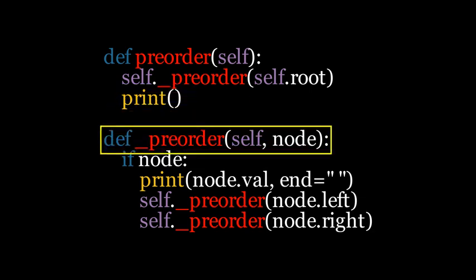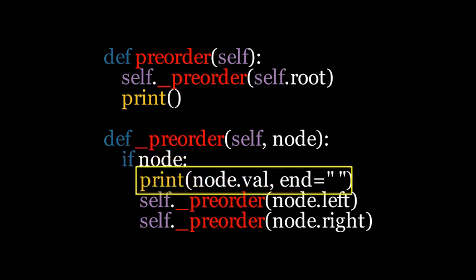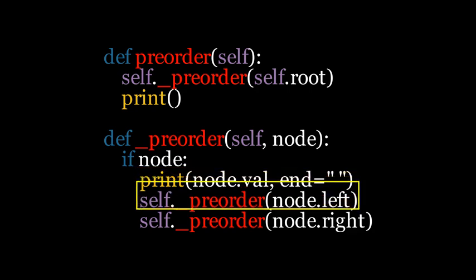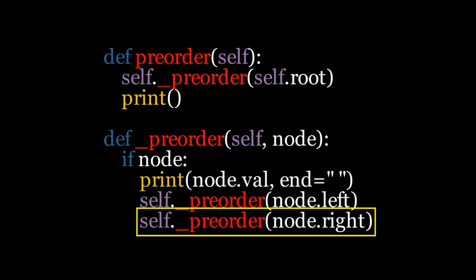Now, inside the helper function, the first step is to check for the base case. If the node is none, meaning we've reached the end of a branch, the function will return and stop further execution. If the node is not none, the function will print the value of the current node to represent visiting that node. Recursively, move to the left subtree, calling on the left child. After the left subtree is fully traversed, it will recursively move to the right subtree, calling the function on the right child. This method ensures that each node is visited in preorder: node first, then left, then right.